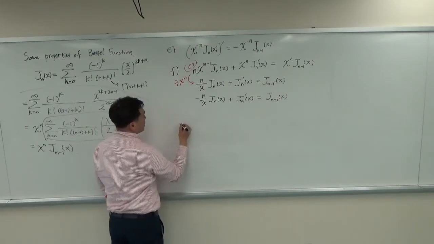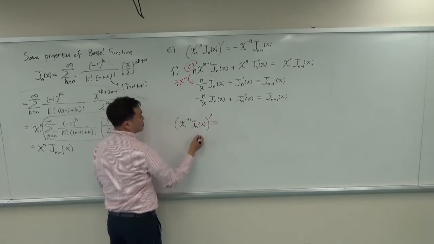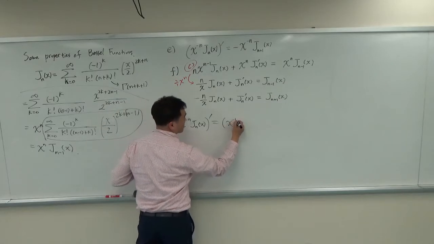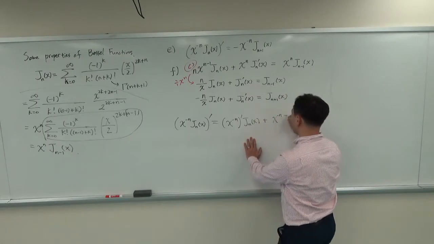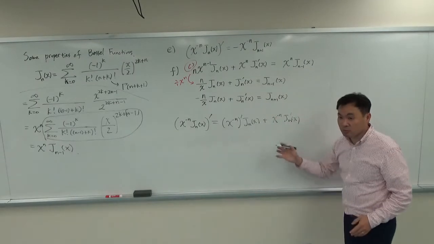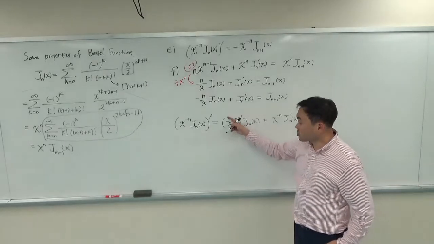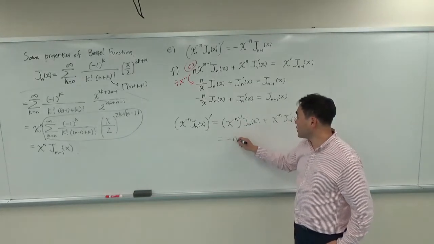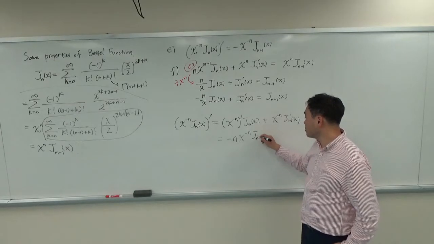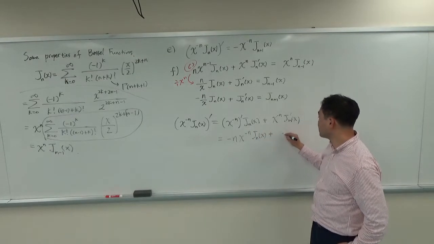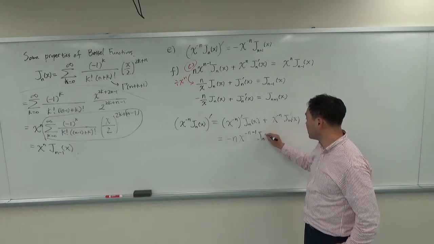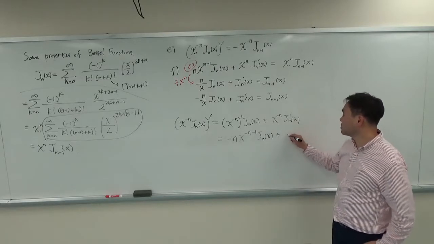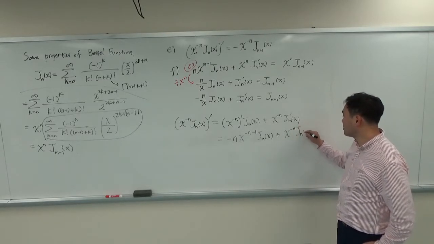So let's see, x to the negative n J n x prime, it's x to the negative n prime J n x plus x to the negative n J n prime x, right? Product rule, right? Then this thing comes down, right? So you have negative n x to the negative n J n x plus, sorry, this should be n minus 1, J n x plus x to the negative n J n prime of x.